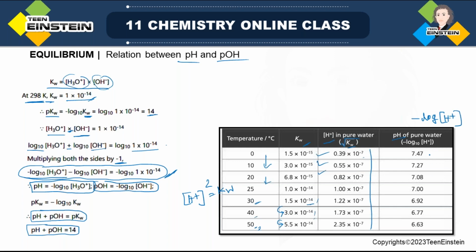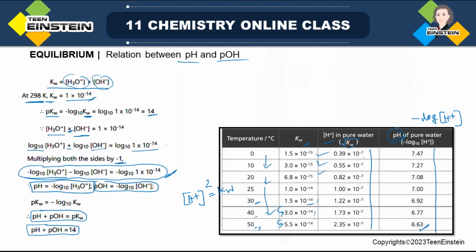Now look at the value of pH. As you are moving down, there is an increase in temperature, and with increase in temperature, pH is decreasing. Remember one problem we have solved today, where at 100 degrees centigrade, pH is something like 6.13, right? So pH is decreasing, though this is a slow decrease, but it is decreasing.